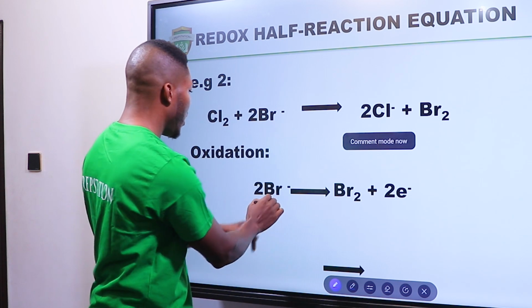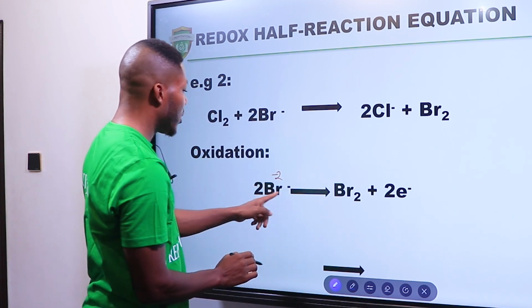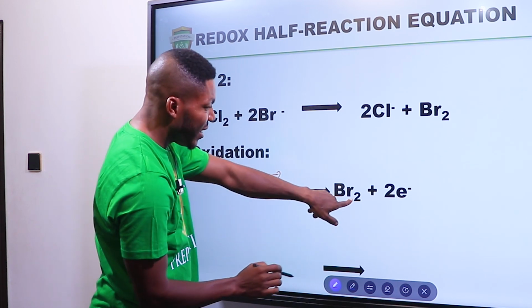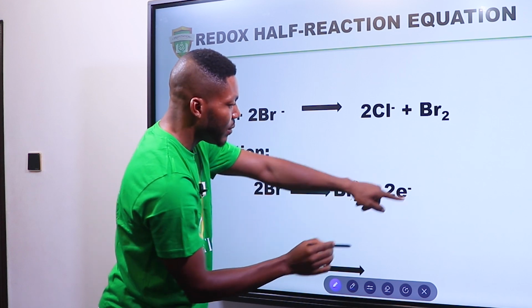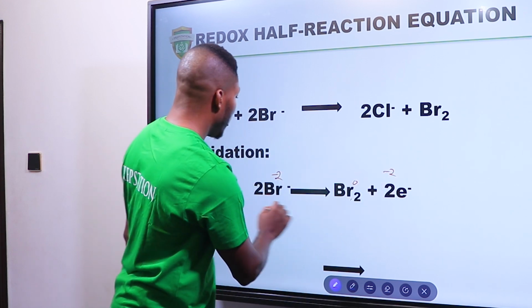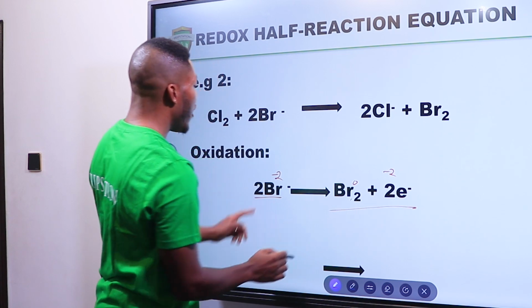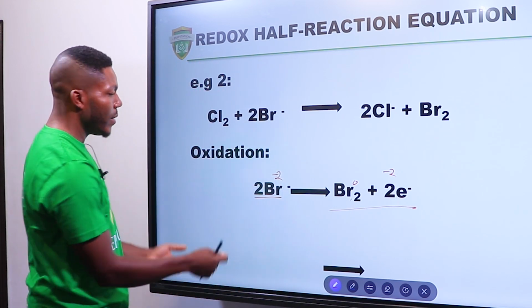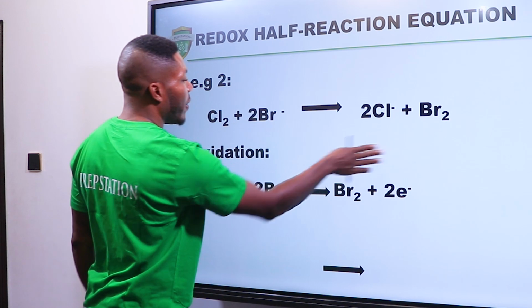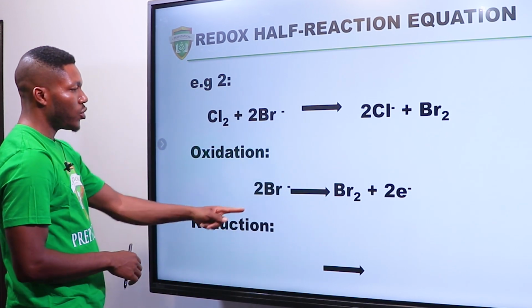Okay, that's what we have here. Here is minus 2. 2 times minus 1 is minus 2. Here is 0, right? So 2 times minus 1 is minus 2. So the reactants and the products have both what? The same charge.